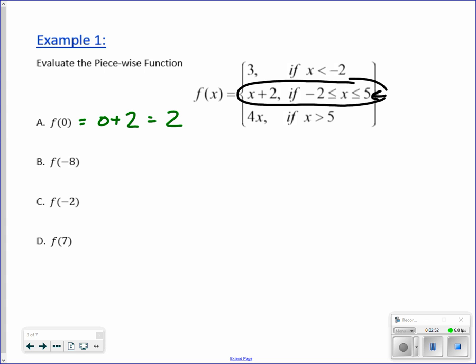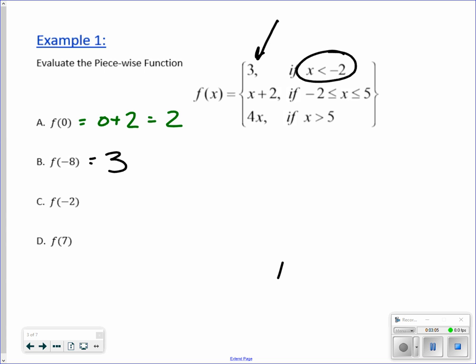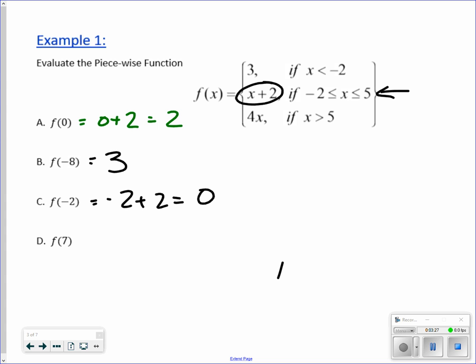Next one, they want me to put -8. -8 is located in the top function. There is no x to actually plug it into, so any number that's below -2 has an automatic answer of 3. For f of -2, the -2 tells me which of these functions I want to plug into. Well, -2 is located in the middle function because it's less than or equal to. So if I plug -2 into the middle function, I'm going to get 0 as an answer. I'm going to circle my answers as I go here.